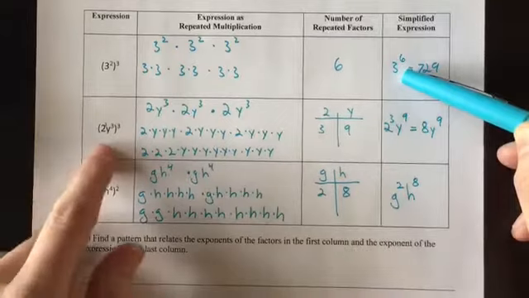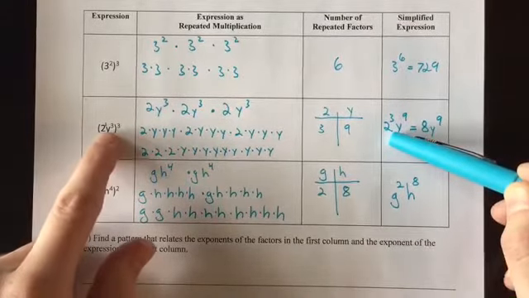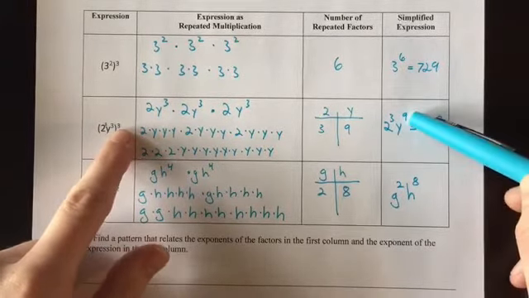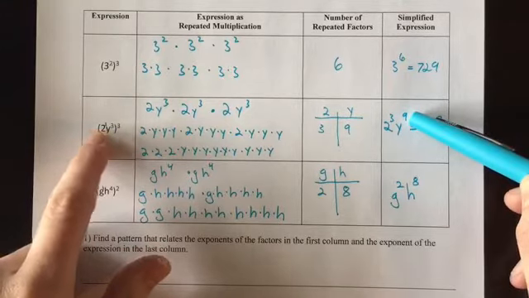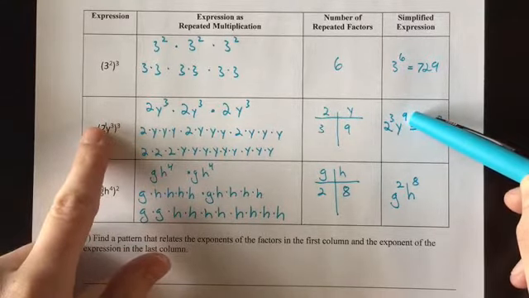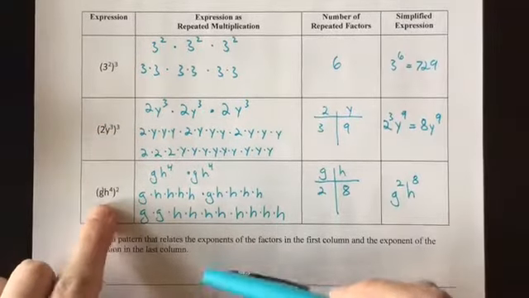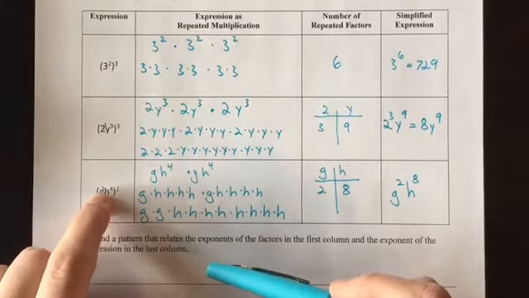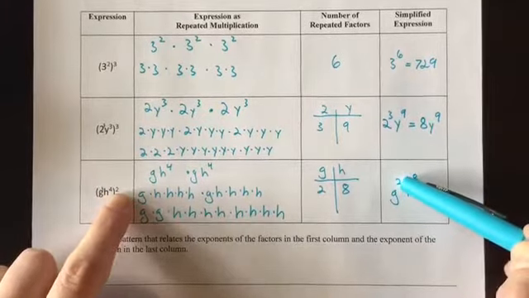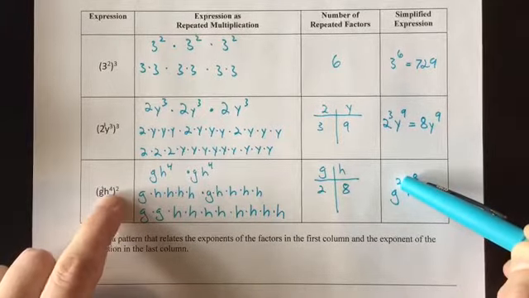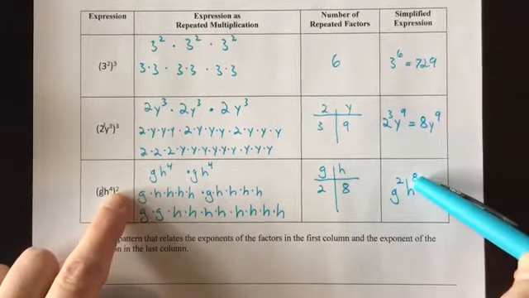Now let's test that for the other ones. With y, 3 times 3 is 9. That works. And then the 2 has that exponent of 1. 1 times 3 is 3. Same with our next example. G to the 1st, 1 times 2 is 2. H to the 4th, then raised to the 2nd, 8.